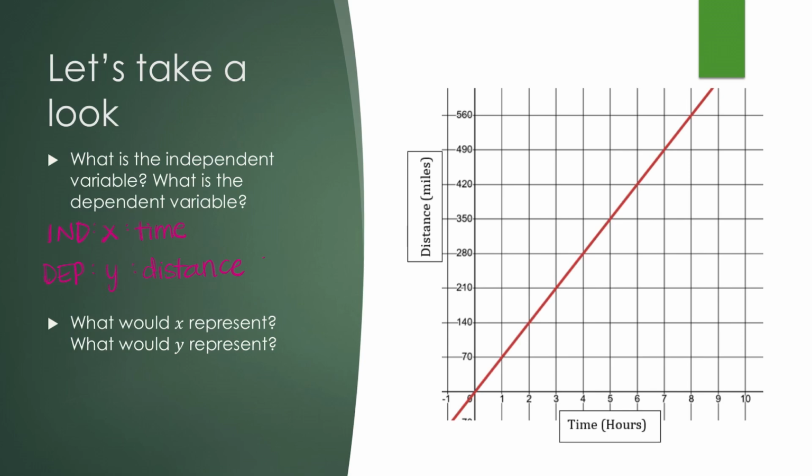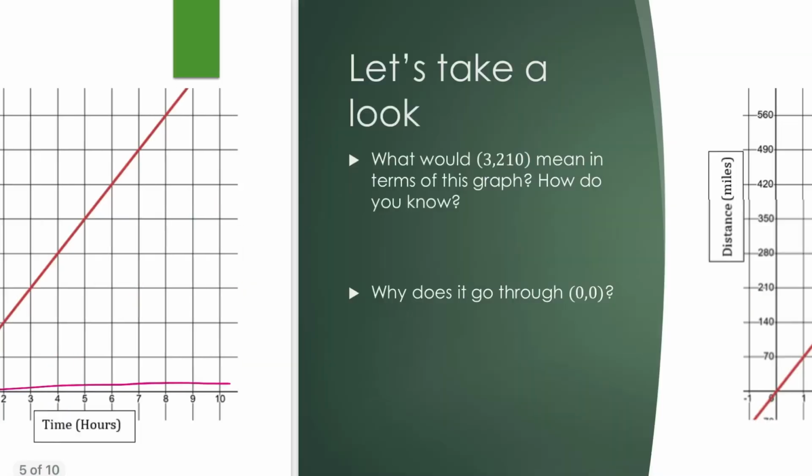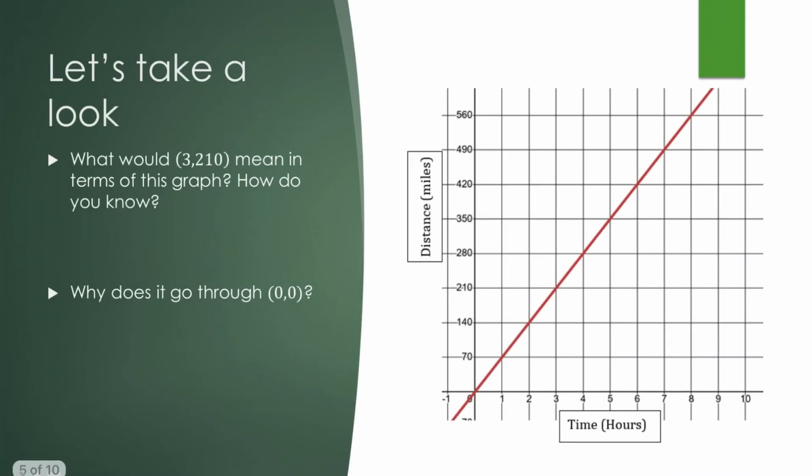So I guess that kind of answered that next question there. So x represents time, y represents distance. And this is just a standard practice across mathematics. The x-axis, the horizontal axis here, is always going to be your independent variable, and your y is always going to be your dependent variable, because if you switch them up, it makes it just annoying and confusing. So let's take a closer look.